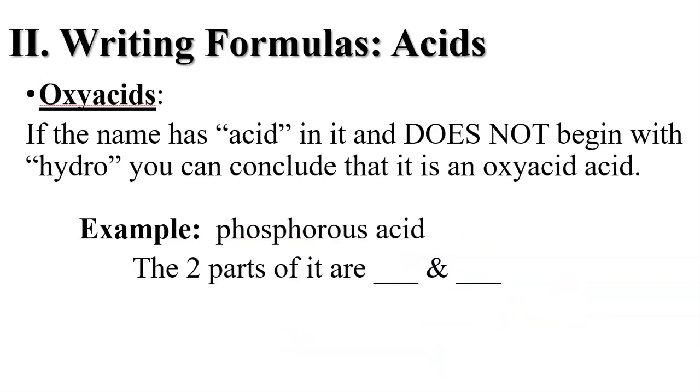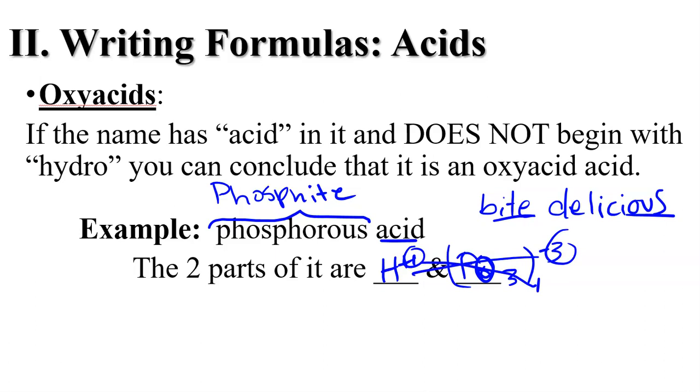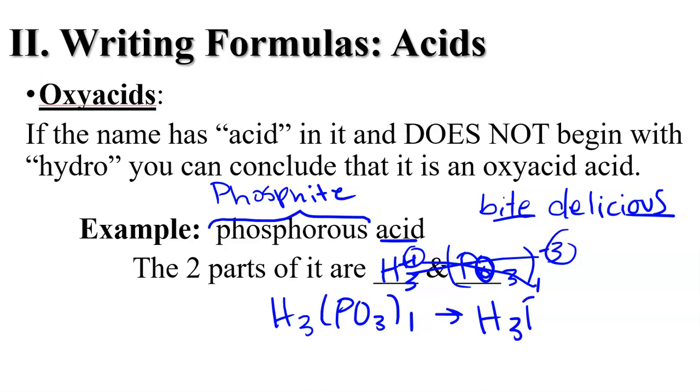All right, so let's do another example. We have phosphorus acid. OUS, remember our bite is delicious. So if we changed it to OUS, that means it had ITE. So this is phosphite. My acid is always H plus. Phosphite is PO3 with a charge of -3. Then I crisscross. My plus 1 comes down here, my -3 comes down here. So it's H3, PO3 1, and then I reduce and erase. That leaves me with H3PO3.